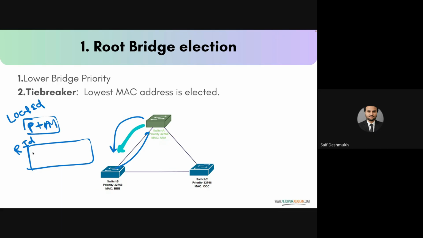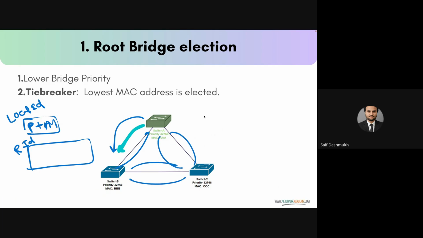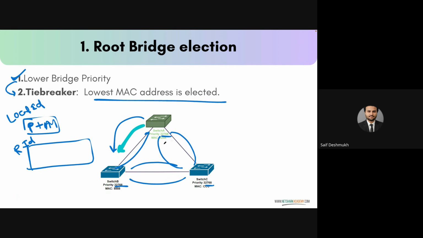This is part of the process where they eventually block the interface. But first things first, in this spanning tree domain, somebody has to be elected as the root bridge. How do they elect the root bridge? Since everyone is receiving everyone's BPDU, they now know who has the lowest priority. Since everyone has the same priority here, eventually they move on to the tiebreaker, which is the lowest MAC address. Here the MAC address is AAA. Switch A has the lowest MAC address.